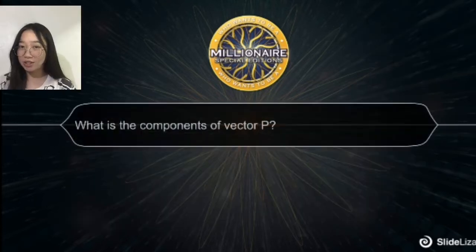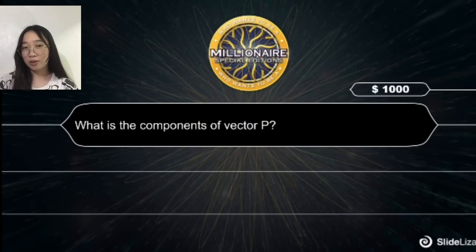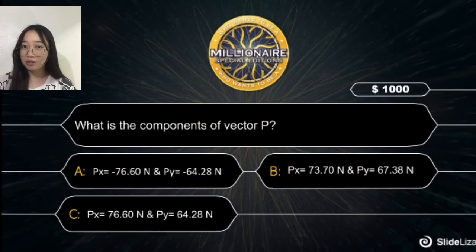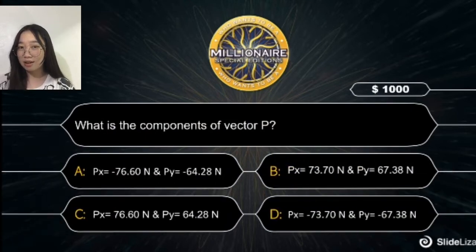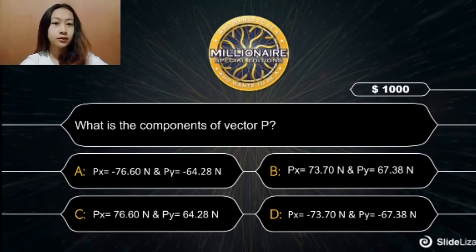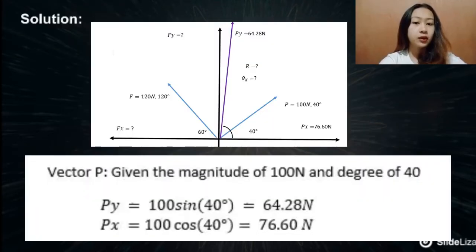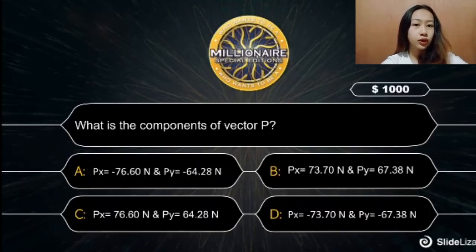For the next question, for $1,000, the question is, what are the components of vector P? Letter C is my answer because Px equals 100 cosine 40 degrees, equals 76.60 Newton, while Py equals 100 sine 40 degrees, equals 64.28 Newton.